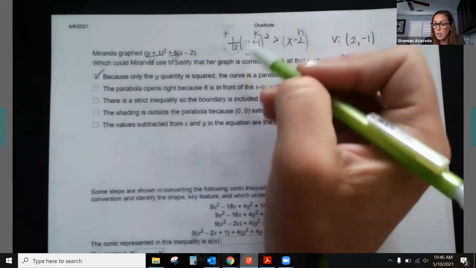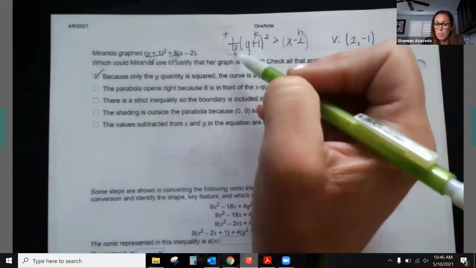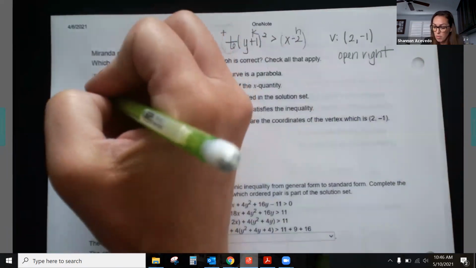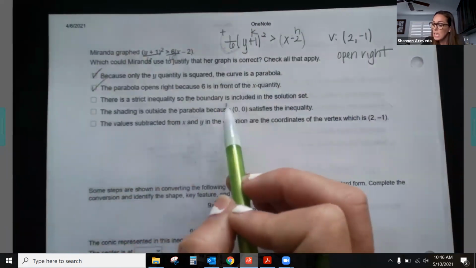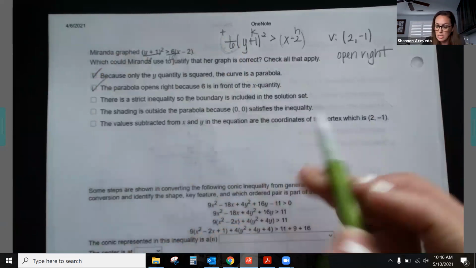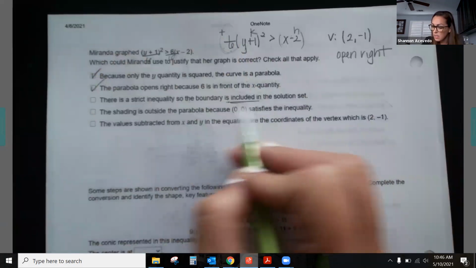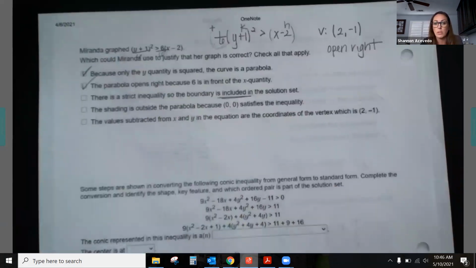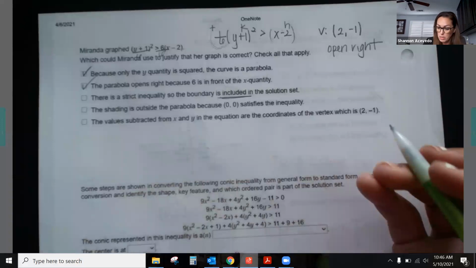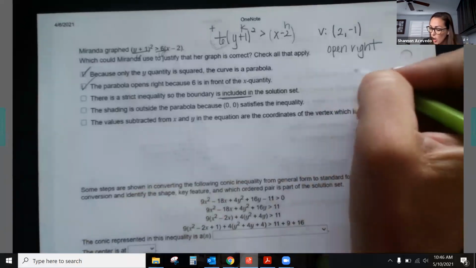you can see here, we already talked about it's going to open right because it is a positive value. There is a strict inequality, so the boundary is included in the solution set. So the boundary is included. What did we talk about with the boundary, right? Got to remember all this stuff, huh? So we know it's going to open to the right.